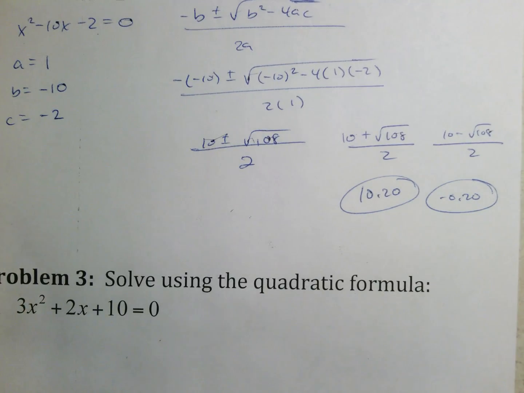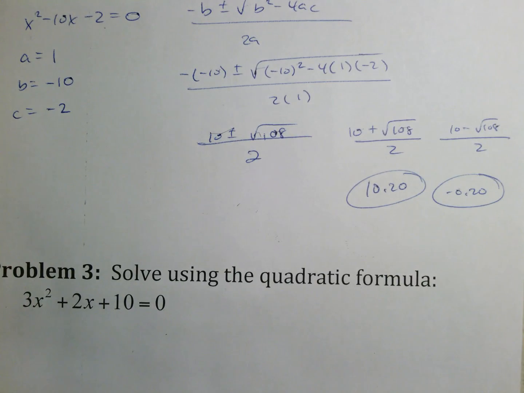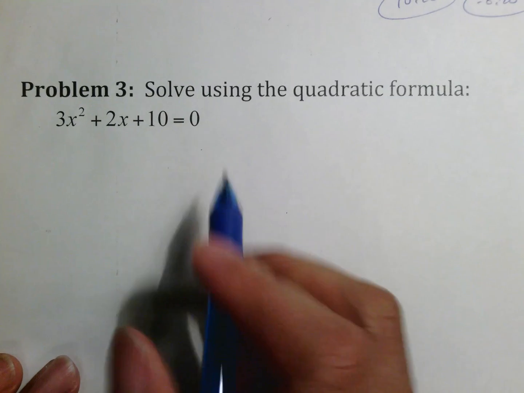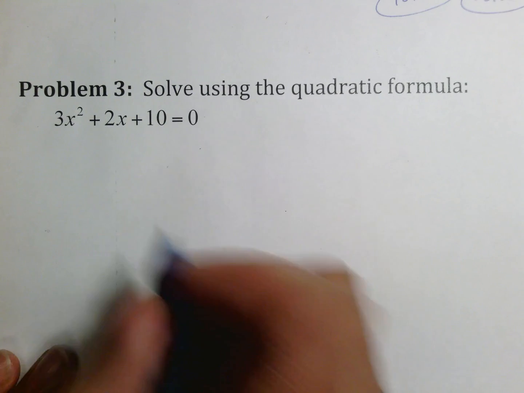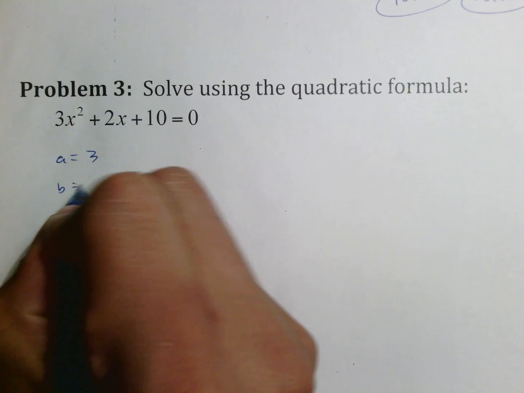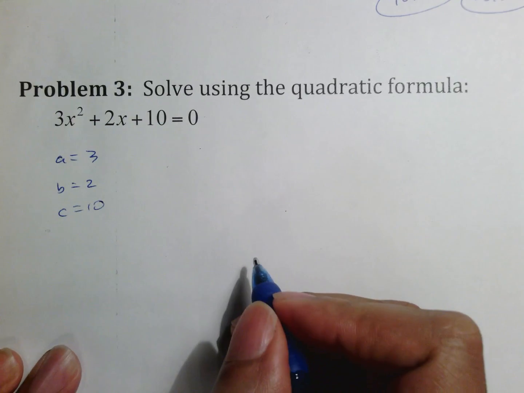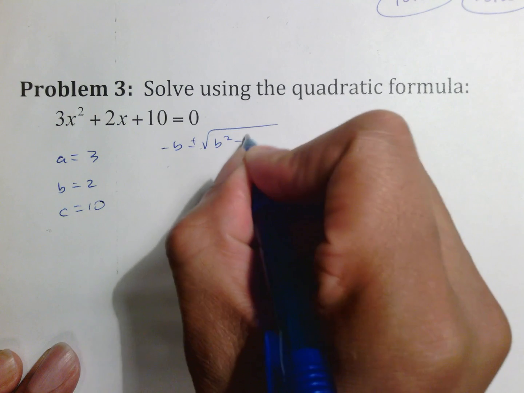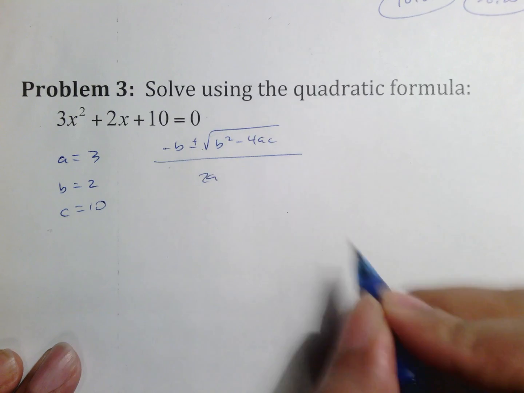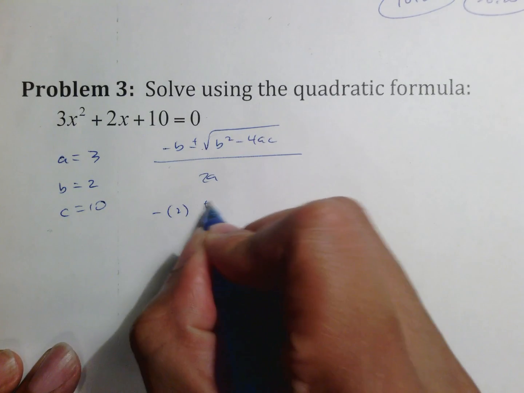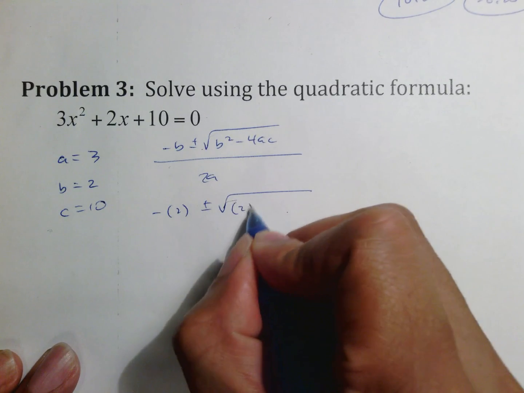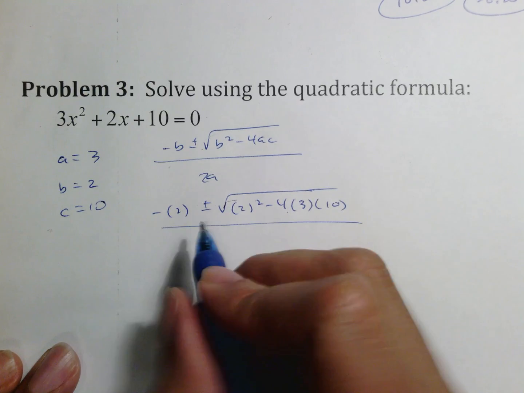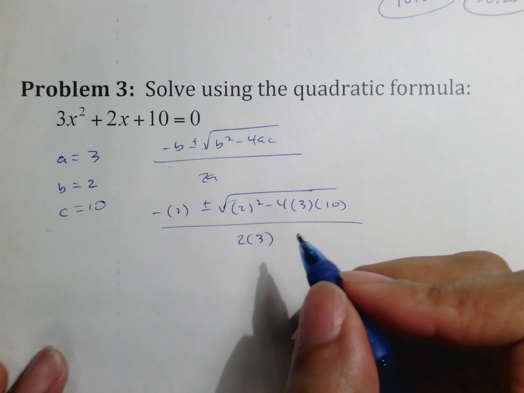Alright, so other than that, that's really what you're looking at on that information. Problem 3 again, this is already set up because it does equal 0. Everything's on one side. In this case, A is 3, B is 2, C is 10. Negative B plus or minus square root of B squared minus 4AC all over 2A, negative 2, plus or minus square root of 2 squared minus 4 times 3 times 10 all over 2 times 3.